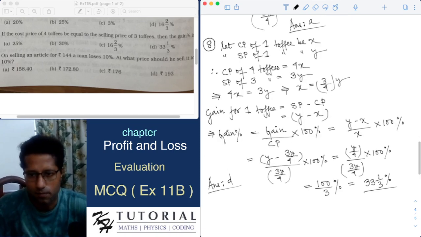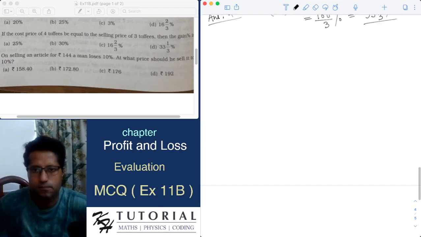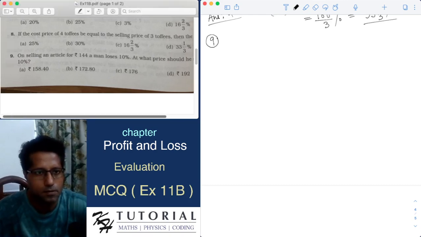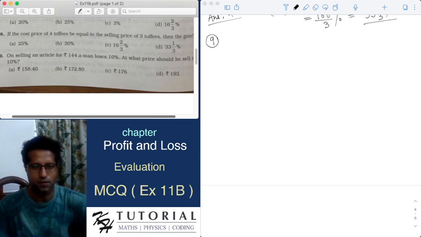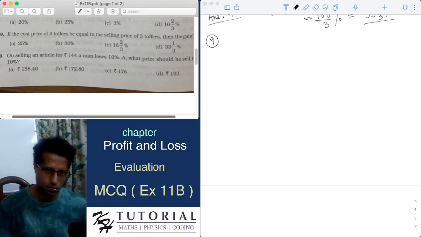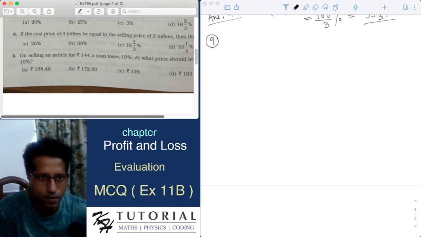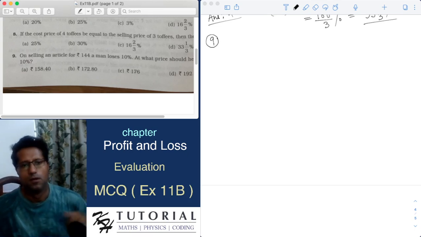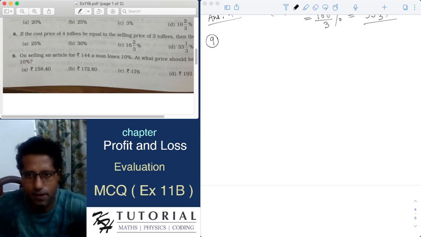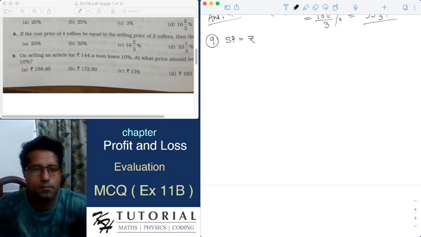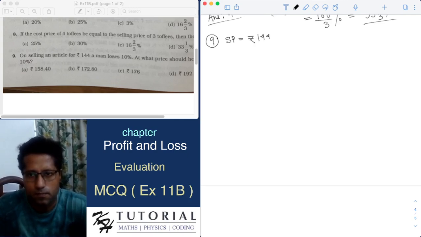Okay, let's do question number 9. Question number 9 says that on selling an article for rupees 144, a man loses 10%. At what price should he sell it to gain 10%? So from the first data, it is given that selling price is equal to 144, and also the loss percent is given to be 10%.